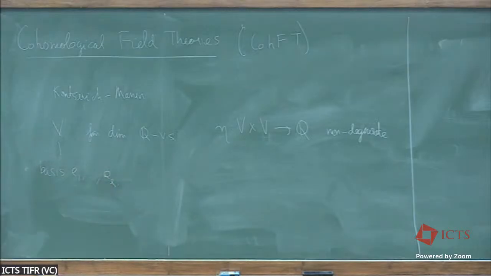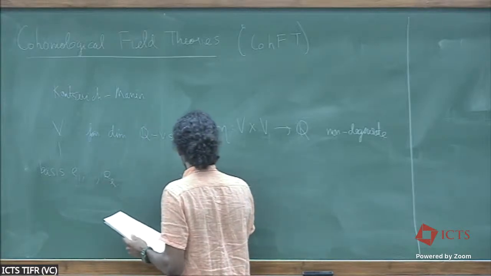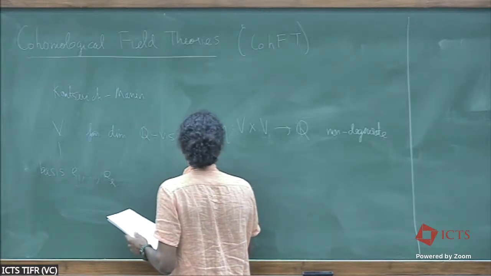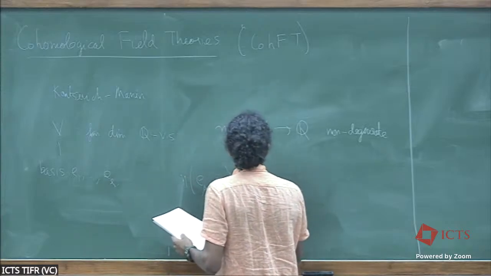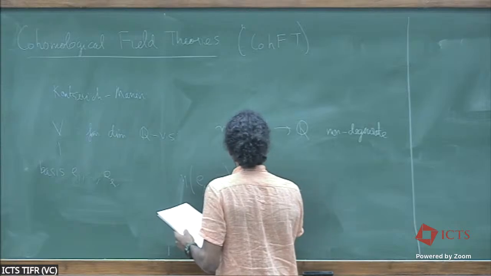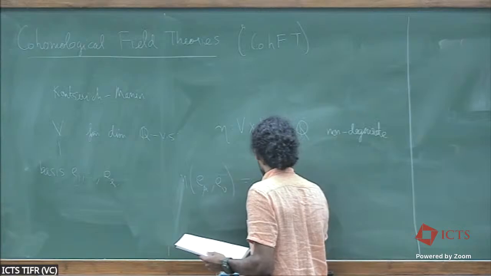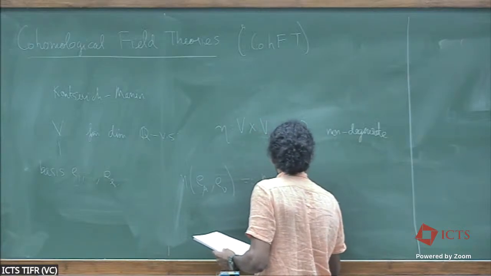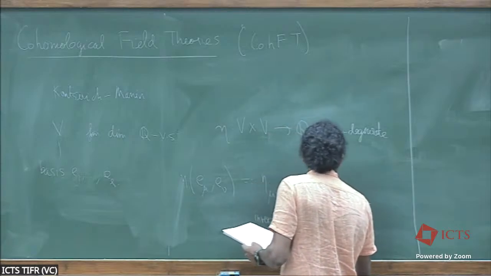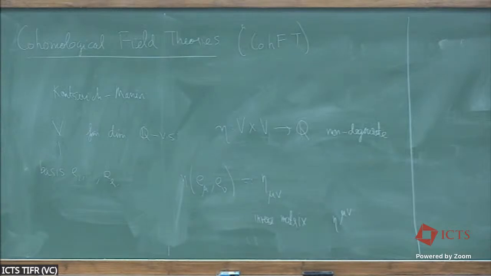So I'll just try and write out everything in this basis. If I have eta applied to the basis vectors E mu, E nu, then I'll call it eta_{mu nu}. So, definition. And because it's not degenerate, I can invert this matrix. So the inverse matrix, call it eta^{mu nu}. Okay, so definition.